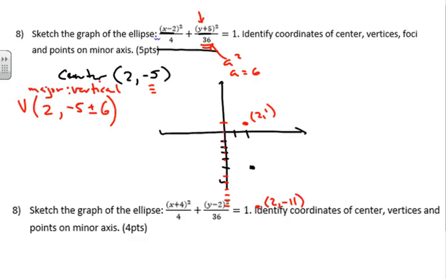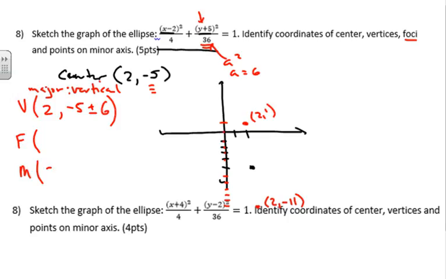Those are our vertices. Now, from here, we're going to figure out the foci and the points on the minor axis. In order to find our foci, we have to find our c value. But actually, I think I'm going to find my minor axis right here. To find the minor one, we're going to go as this.